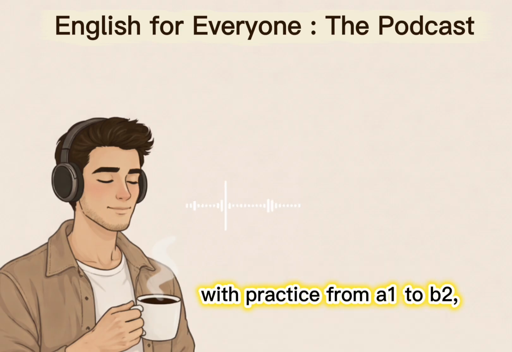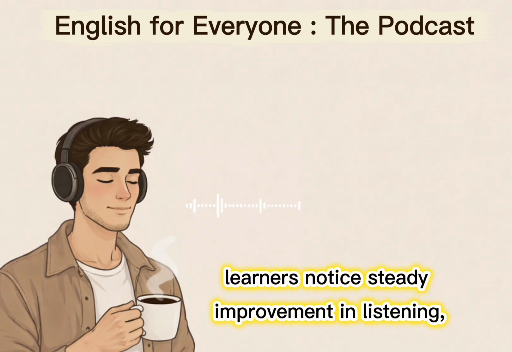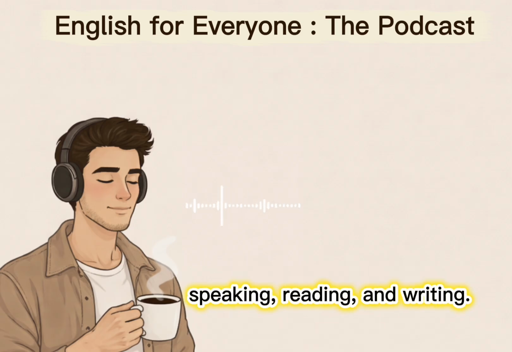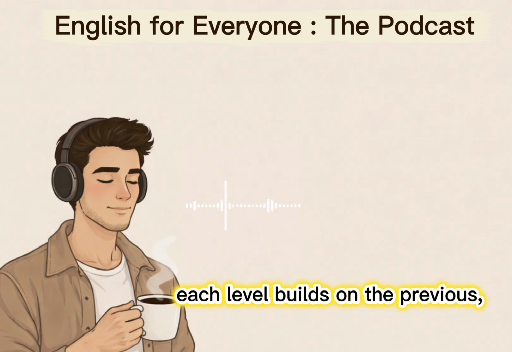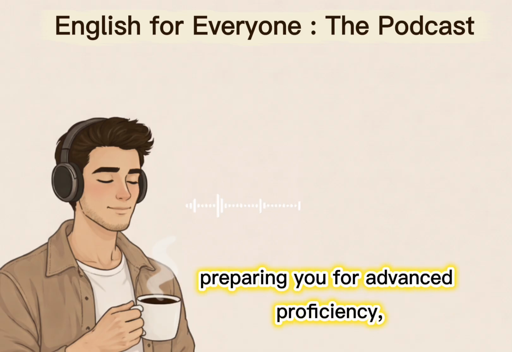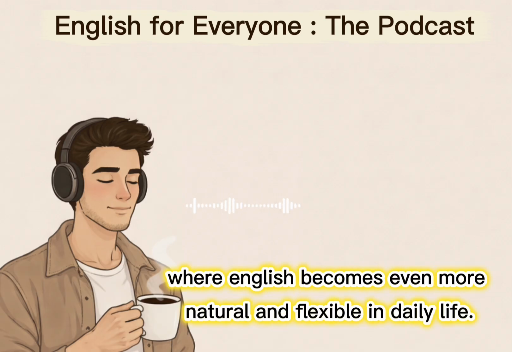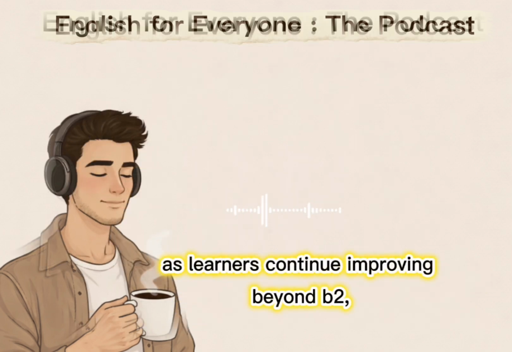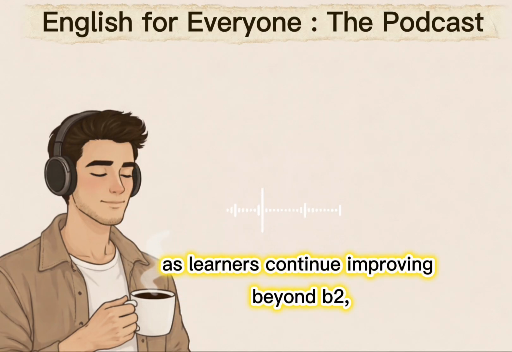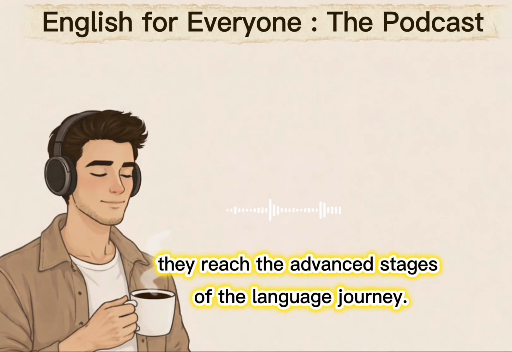With practice from A1 to B2, learners notice steady improvement in listening, speaking, reading, and writing. Each level builds on the previous, preparing you for advanced proficiency, where English becomes even more natural and flexible in daily life. As learners continue improving beyond B2, they reach the advanced stages of the language journey.